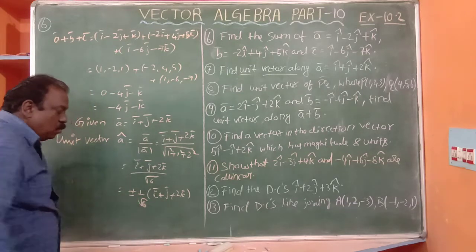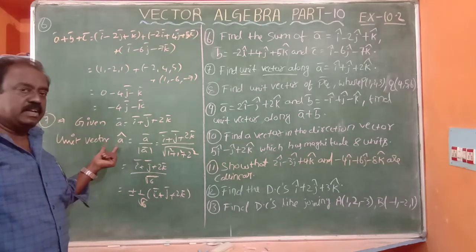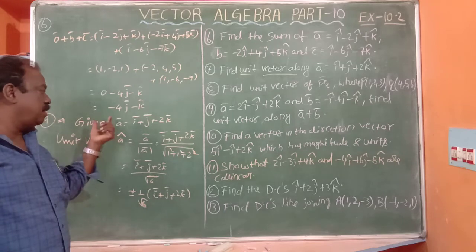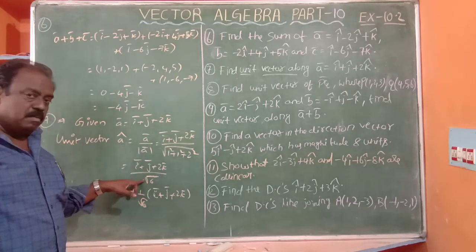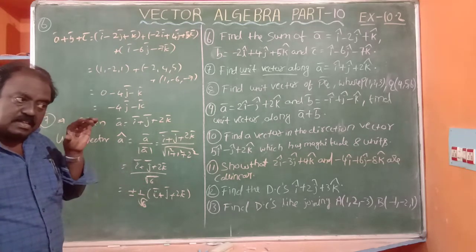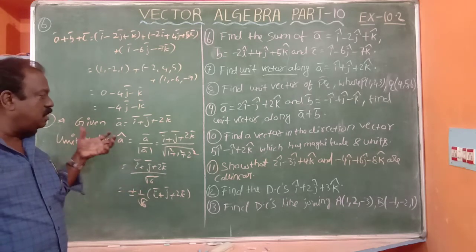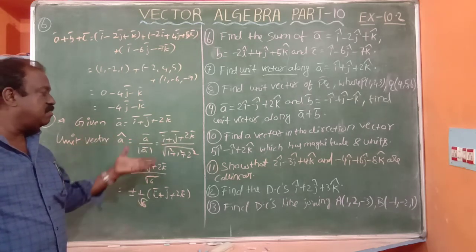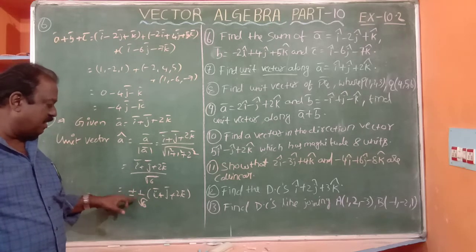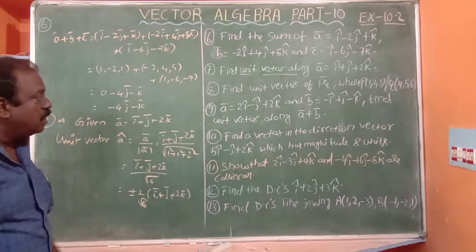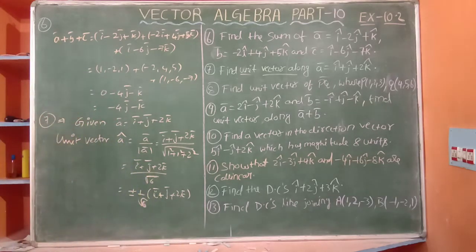We may use plus or minus. Don't get confused. When you are asked the length, I mean the magnitude of a vector, the length of a vector is always positive. There we use plus root 6 because we are asking the length. But here, for the unit vector, it is divided by this length, so you may write plus or minus. Okay? Seventh is okay.